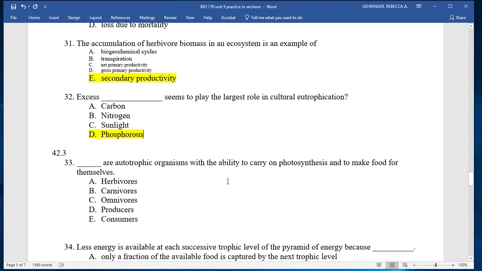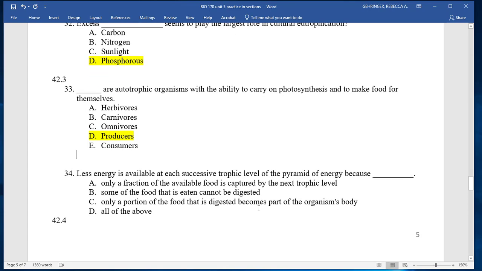33, blank are autotrophic organisms with the ability to carry on photosynthesis and to make food for themselves. So herbivores, no. Carnivores, no. Omnivores, no. Producers, absolutely. So 33 is D. 34, less energy is available at each successive trophic level of the pyramid of energy because only a fraction of the available food is captured by the next trophic level. Some of the food that is eaten cannot be digested, or only a portion of the food that is digested becomes part of an organism's body, or all of those. All of those would be correct there.